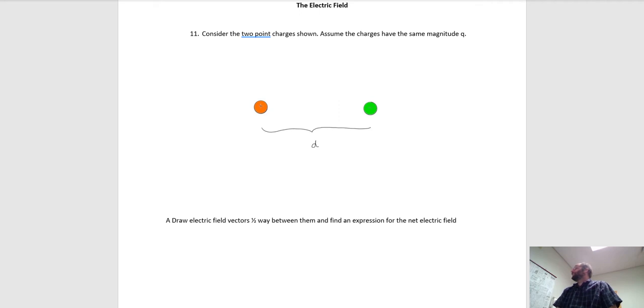Let's see, consider the 2-point charges shown. Assume the charges have the same magnitude Q. Draw electric field vectors halfway between them. Find an expression for the net electric field.